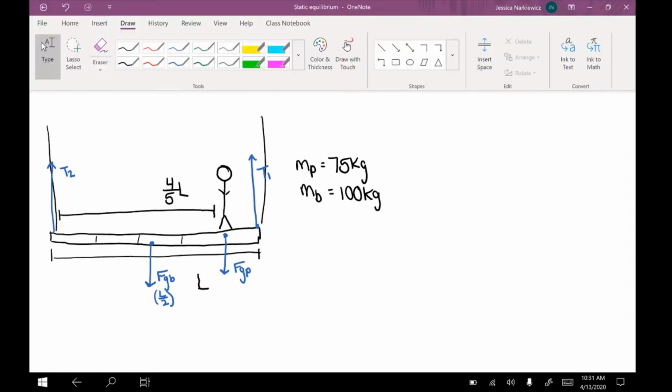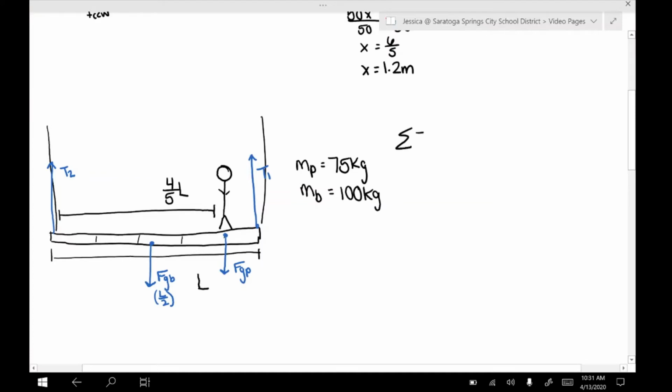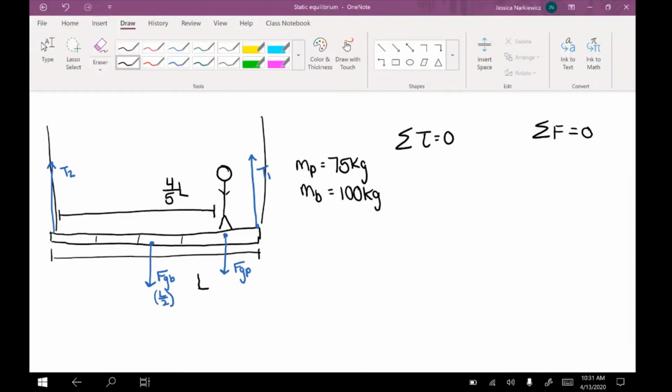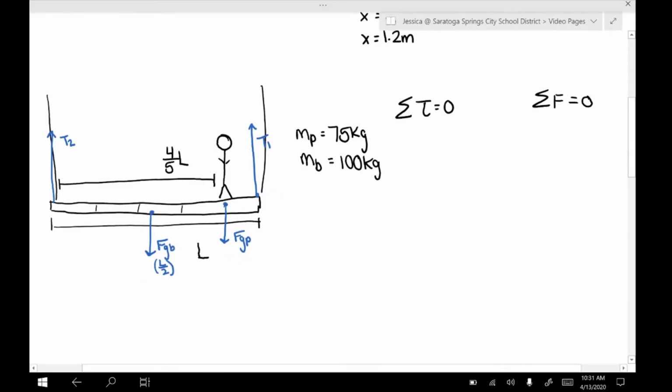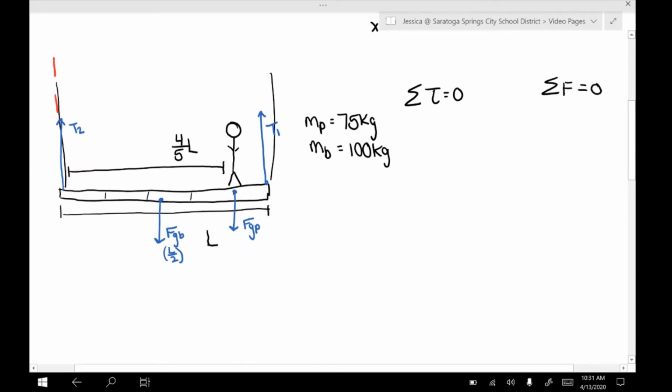Now, it's not immediately obvious whether I need to use forces or torques, so that probably means I need to use both. Okay, so let's start with torque. In order for me to be able to apply a net torque equation to this type of problem, I need to pick an axis of rotation. Since the distance of the person is based off of this left-hand string, that's what I'm going to make my axis of rotation. What that also does is it makes it so that T2 does not produce a torque. So in my equation for torque, I won't have to take into account T2.